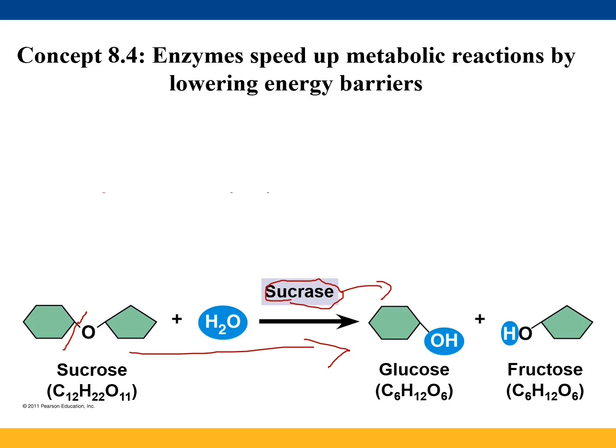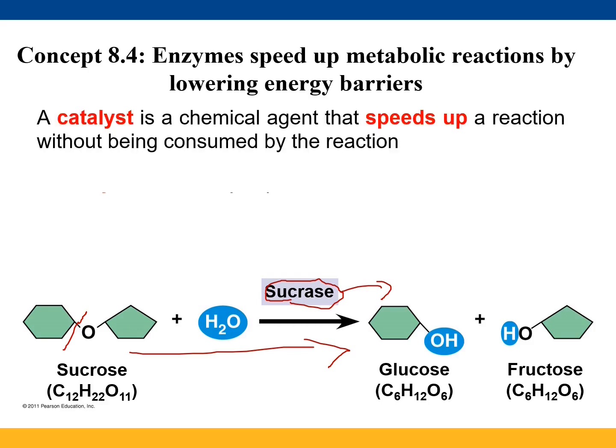There are a few things that I want you to remember: a catalyst is a chemical agent that speeds up reactions without being consumed by the reaction. As I told you before, this kind of reaction can happen randomly, but it will take a long time. However, when you have a chemical agent like an enzyme, like the sucrase, this chemical reaction can happen very fast and without the enzyme being consumed.